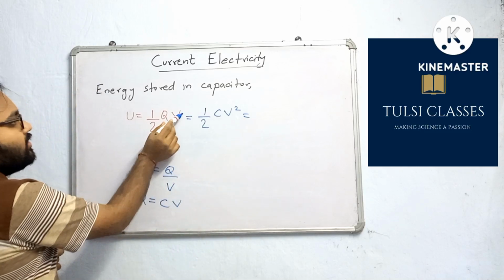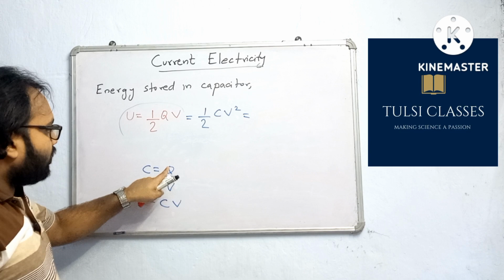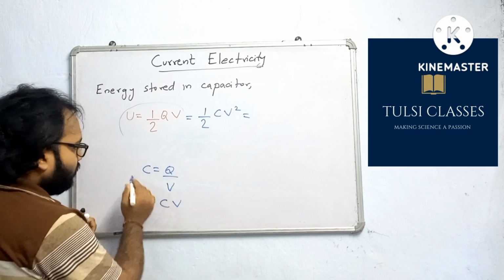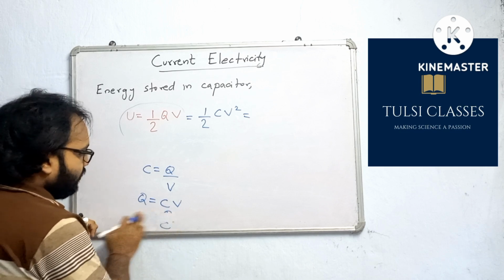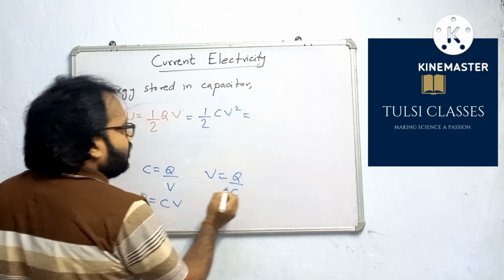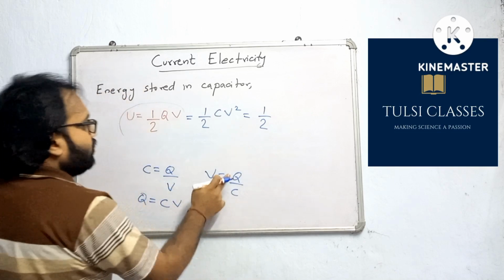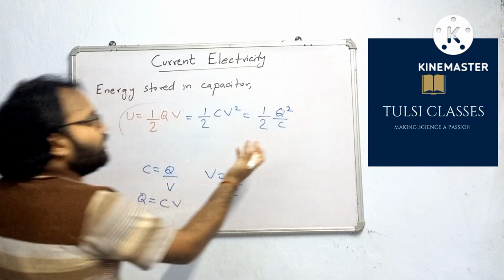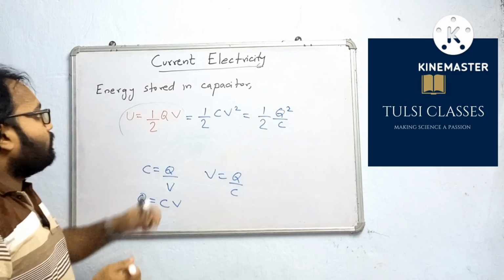These are nothing but the general formula. We are only writing by transposing this formula. Q is equal to CV. Now from here you can also get V is equal to Q by C. I think it will not be visible, so I am writing here V is equal to Q by C. Putting it in this formula, 1 by 2, this is Q by C, so this will become Q square by C. These are the three formulas, anyone you can use according to the data given to find the energy stored in capacitor.